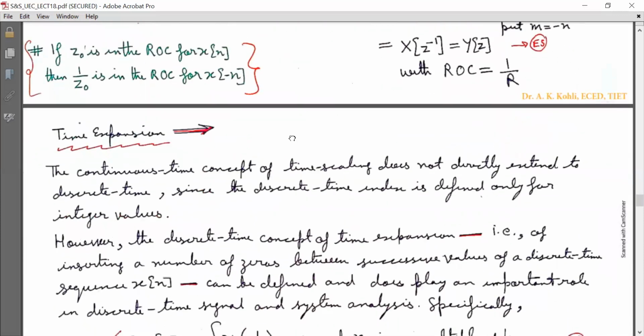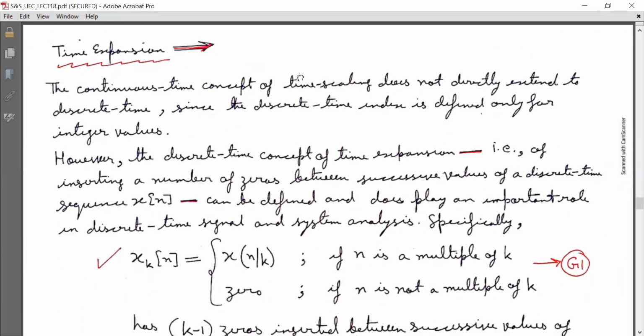And the next property is time expansion. The continuous time concept of time scaling does not directly extend to discrete time, since the discrete time index is defined only for integer values. I repeat, the continuous time concept of time scaling does not directly extend to discrete time, since the discrete time index is defined only for integer values.